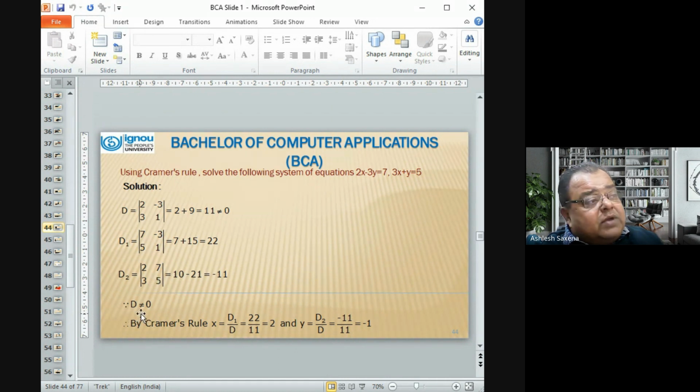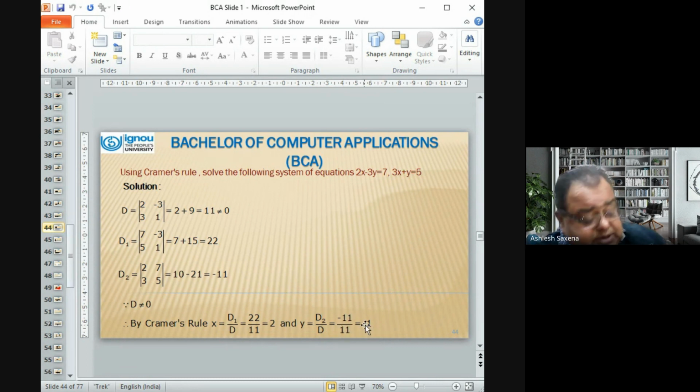D is not equal to 0, so we will apply Cramer's rule. X is equal to D1 by D, 22 by 11, which is 2. Y is equal to D2 by D, which is minus 11 by 11, that is minus 1.